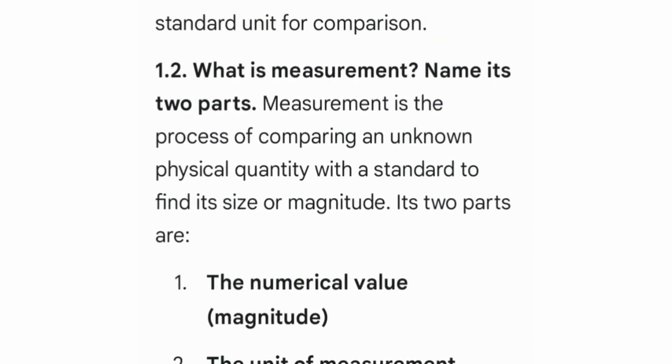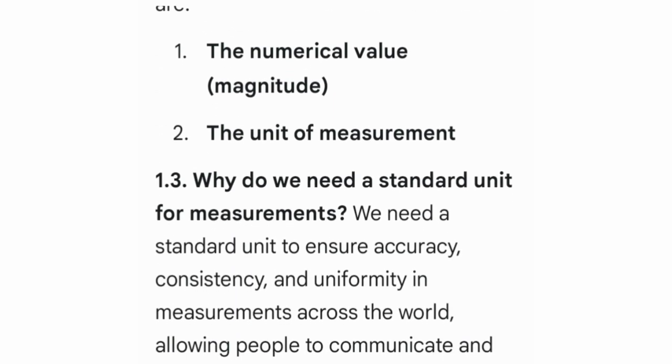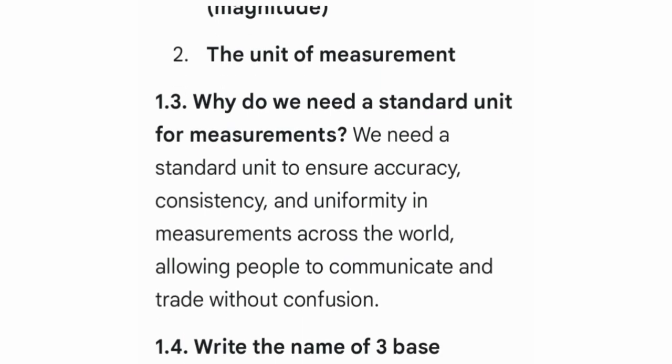What is measurement? Name its two parts. Measurement is a process of comparing an unknown physical quantity with a standard unit, to find its size or magnitude. Measurement has two parts. First part is the numerical value that gives the magnitude of the quantity, and the second is the unit, that is the standard of measurement.